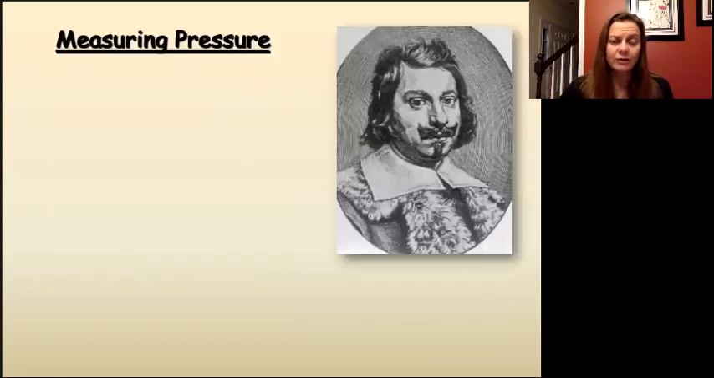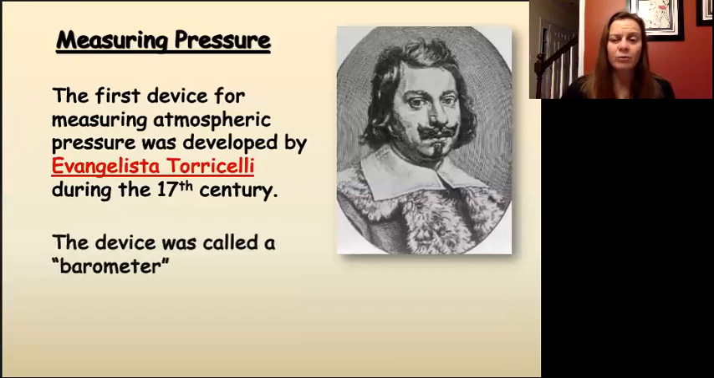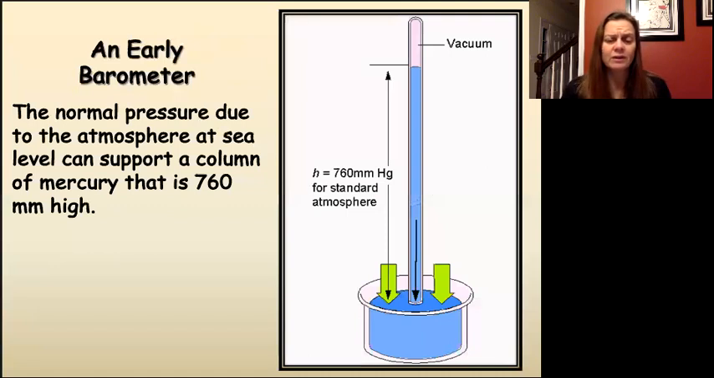So how do we measure pressure? Well, the first device that was developed to measure atmospheric pressure was developed by Evangelista Torricelli during the 17th century. And it was called a barometer, which just comes from measuring weight. Baro means weight, and meter means measure. So it is a device essentially for measuring the weight of air molecules. And so all barometers essentially work under the same principle, that the air pushes down on the open area and pushes up a column of some sort of a measuring material, usually mercury.